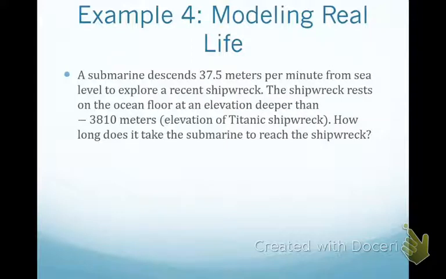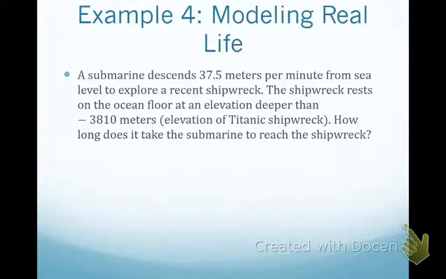Here's our scenario. It's important that we're able to visualize what's actually happening here. I need you to read it to yourself as I'm reading it out loud. A submarine descends 37.5 meters per minute from sea level to explore a recent shipwreck. The shipwreck rests on the ocean floor at an elevation deeper than negative 3,810 meters, the elevation of the Titanic shipwreck. How long does it take? That's what I'm solving for. How long does it take the submarine to reach the shipwreck?